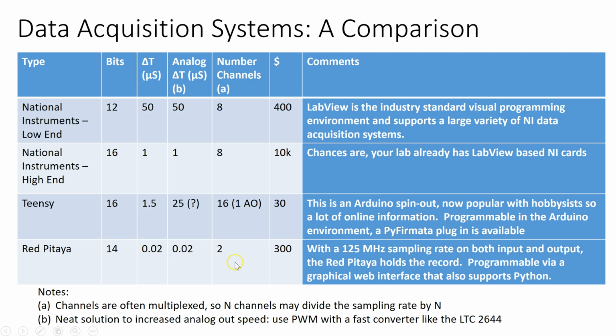14 bits is standard and 2 channels. I'll just mention one last thing, which is most of these chips are capable of pulse width modulation output on a digital channel, and there are much faster ways of converting pulse width modulation than the way we used in this class. Here's an example of a chip, the LTC2644, which will do that pulse width to analog conversion quite rapidly.